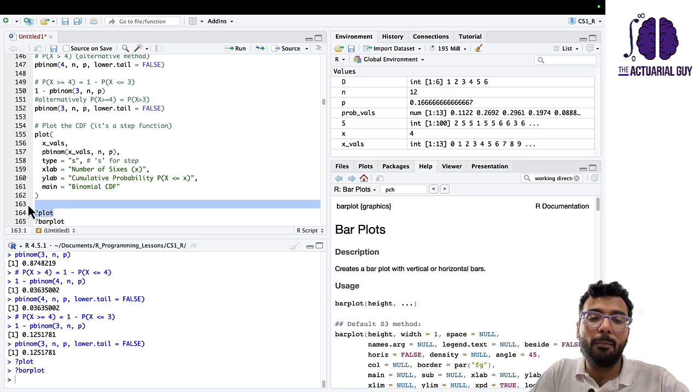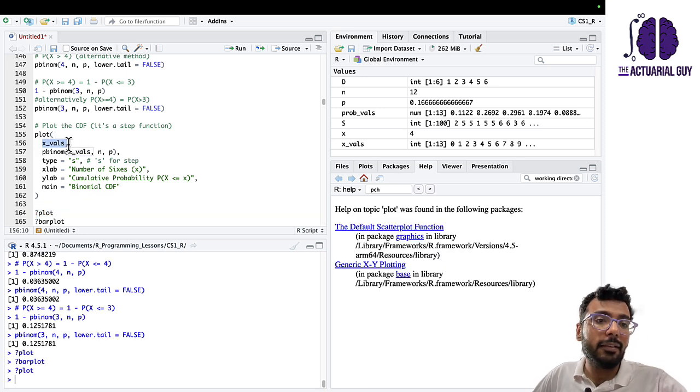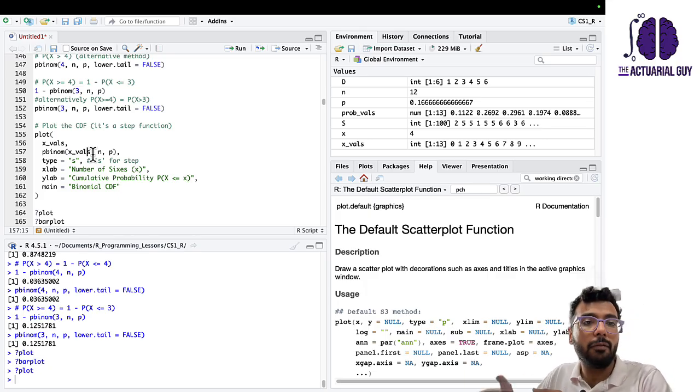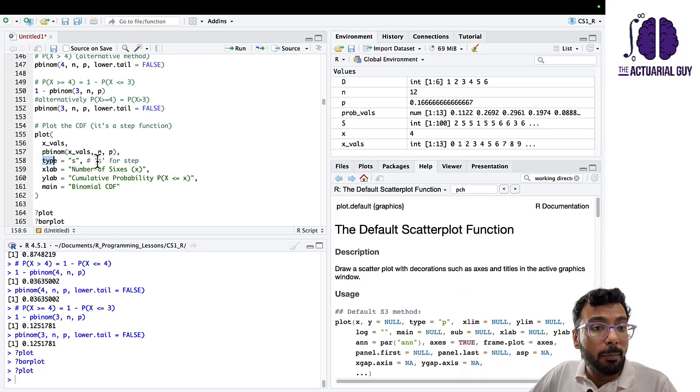So you always refer to the help on the function. The first argument is x vals, which is 0 to 12. The second argument is what do you want to put on the y-axis. In this case, I want to put in my CDF, which is p binom, at every value I want to put. I'm drawing the CDF function. What is the CDF at 0, 1, 2, 3, 4, 5, 6, 7, 8, 9, 10, all the way up till 12? That's what I want to put. n and p stay the same. The type of function has to be step because you're plotting the step function. X label, y label, and main are intuitive.